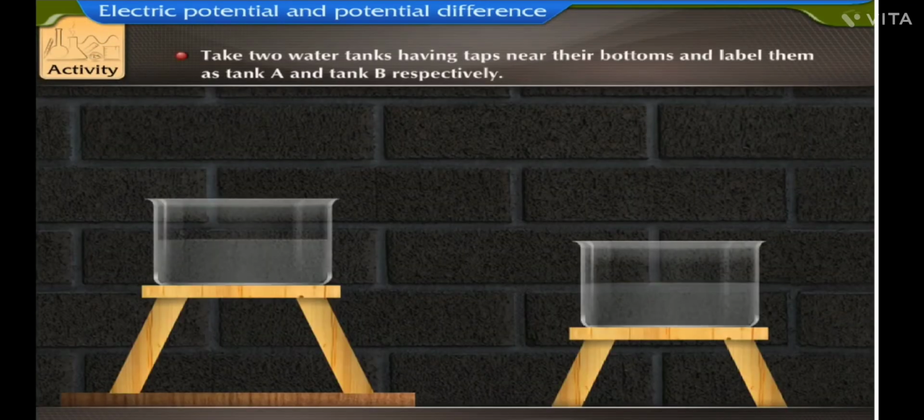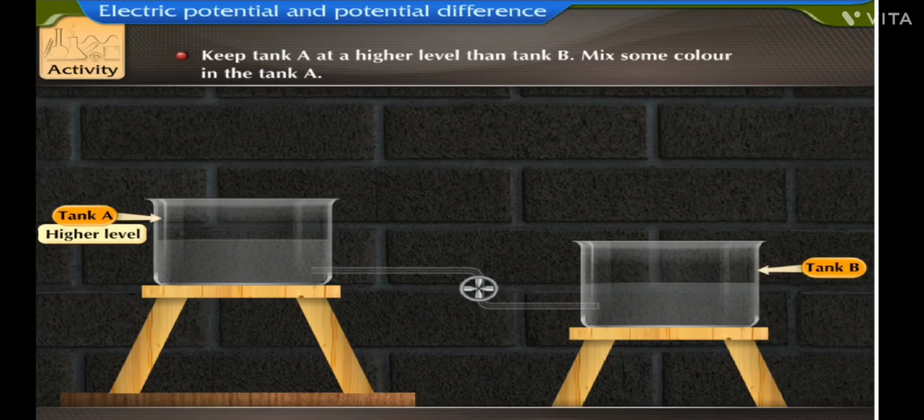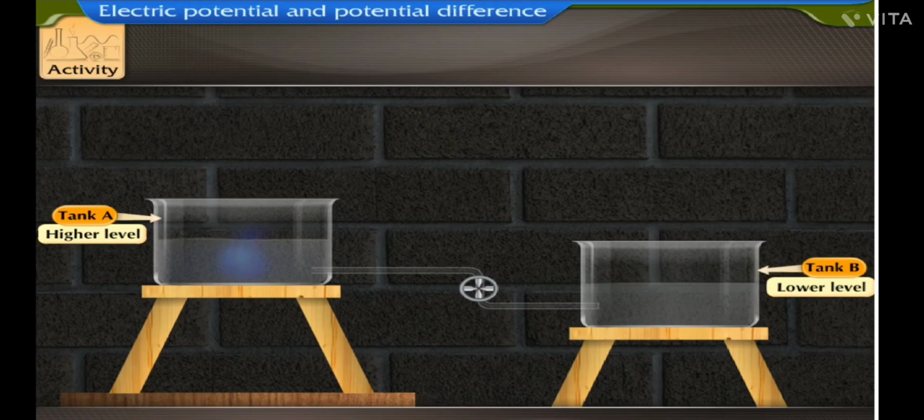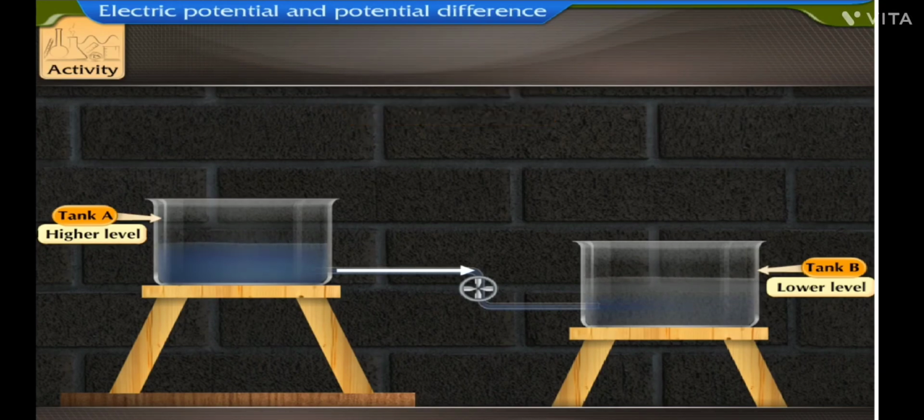Take 2 water tanks having taps near their bottoms and label them as tank A and tank B respectively. Keep tank A at a higher level than tank B. Mix some color in tank A. Connect both the tanks using a transparent pipe. Turn on the tap and observe the setup carefully. What do you observe? Well, you can see the water flowing in the pipe from tank A to tank B.